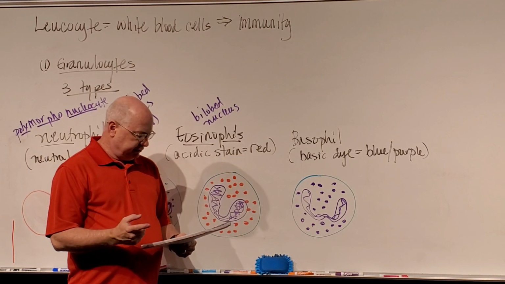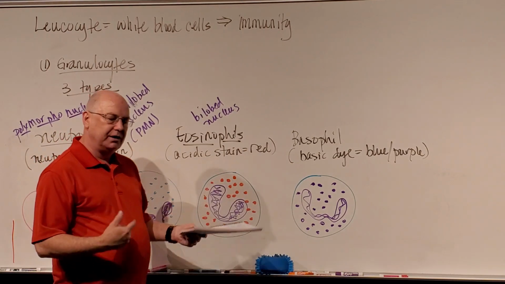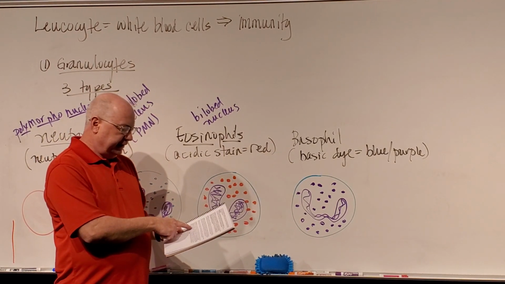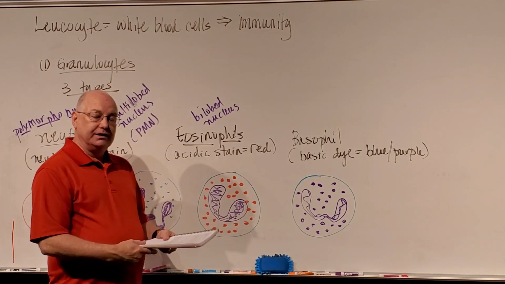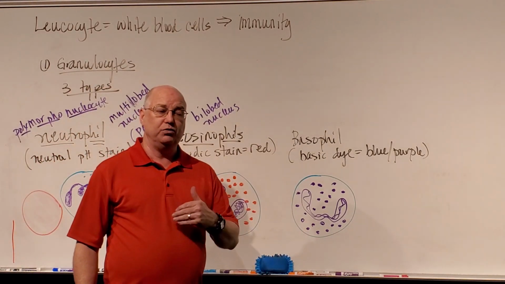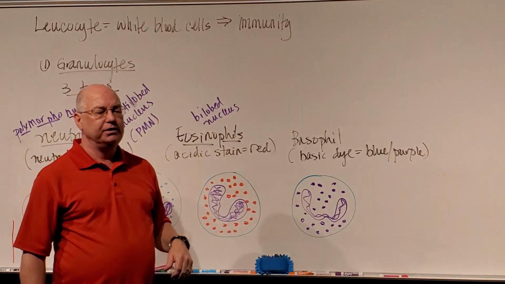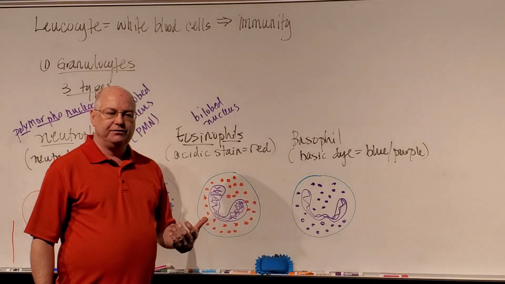Did I leave eosinophils out? Oh no, they're down here. Eosinophils take on an acidic dye. They are phagocytic, and they can definitely attack parasites. They're one of the ones that really increases in number when we have a parasitic infection.